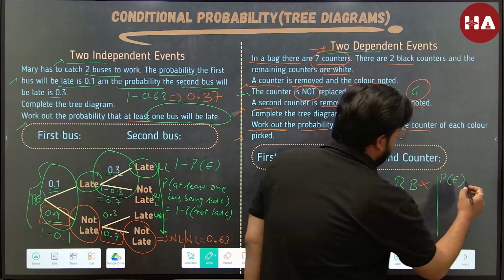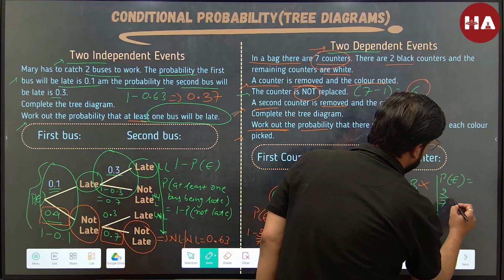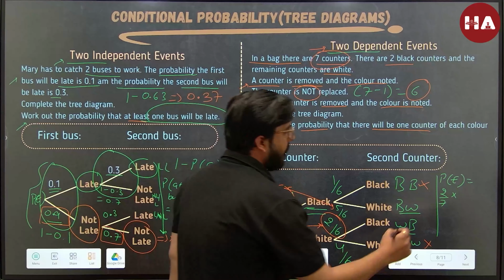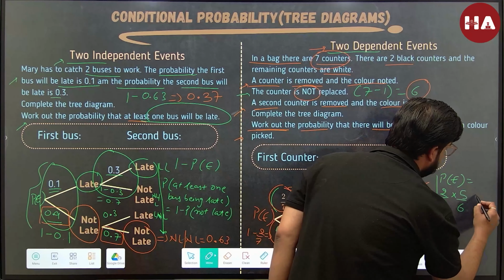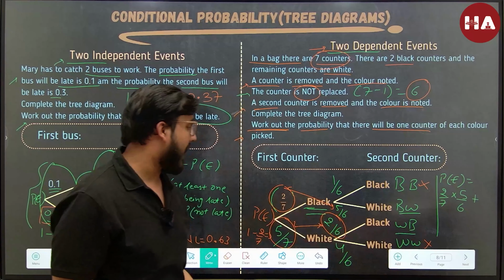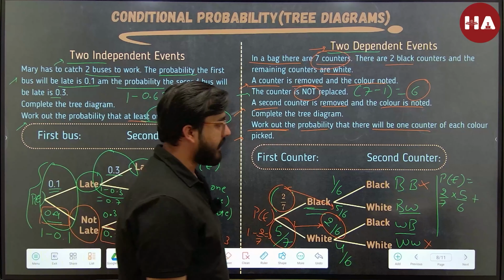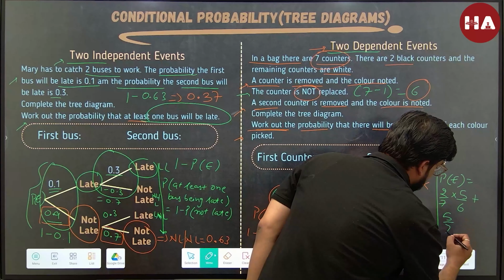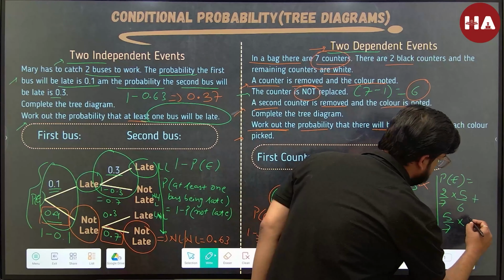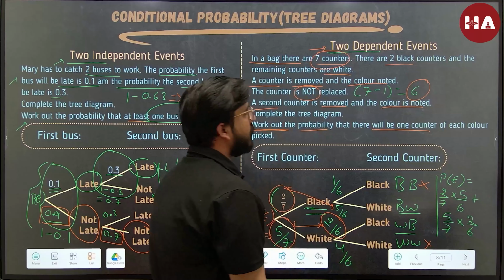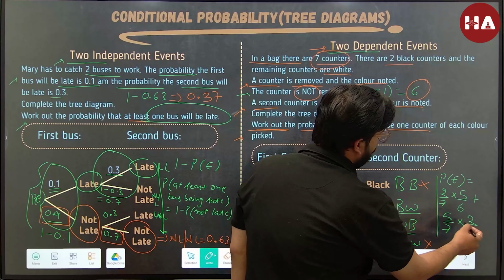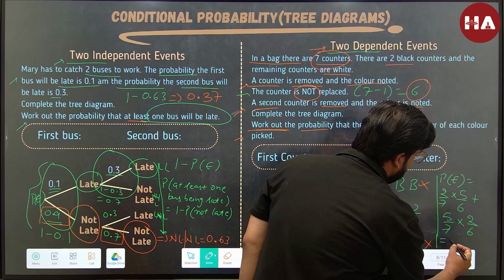So I can write it as 2/7 multiplied by 5/6, plus I am talking about white and black, so this will be 5/7 multiplied by 2/6. Okay, so you can formulate your answer. This will be 10/42. Similarly, this will also be 10/42.